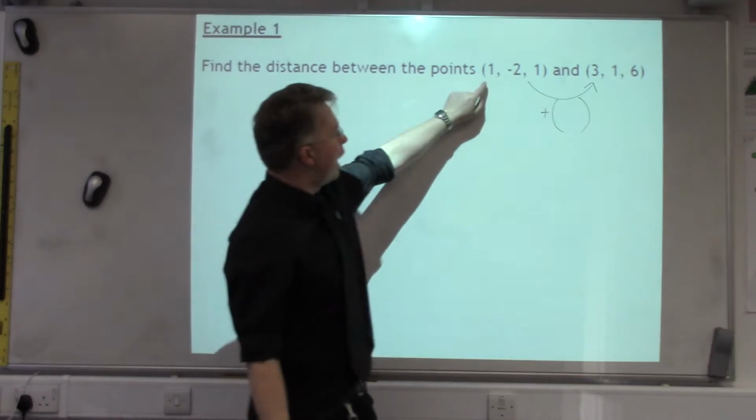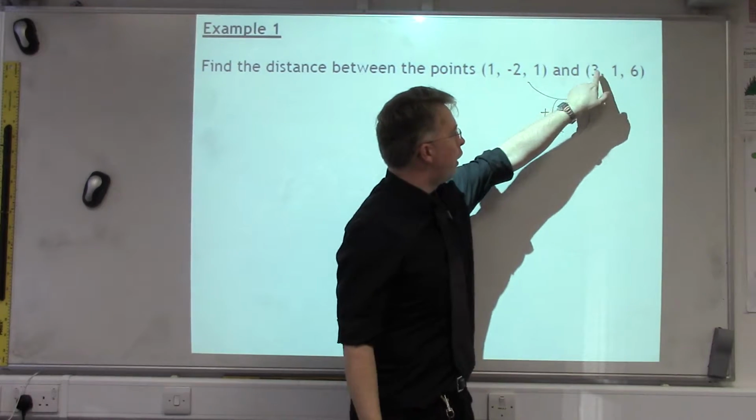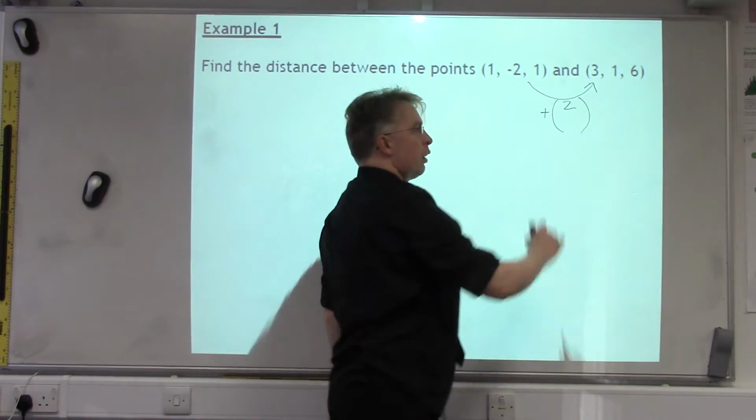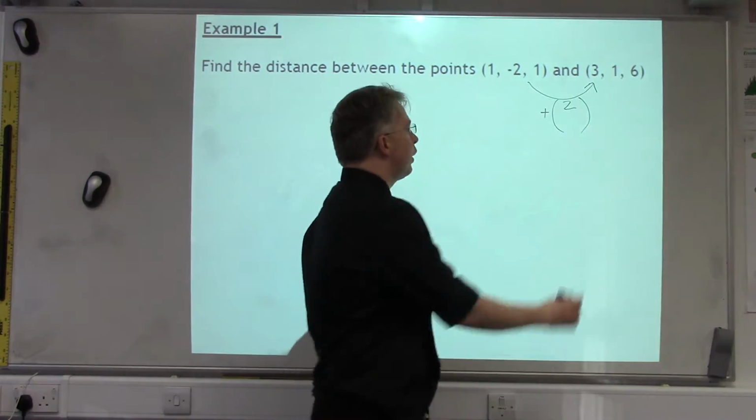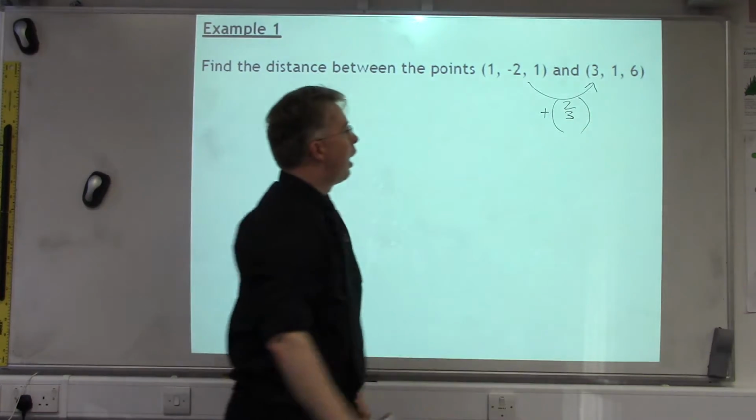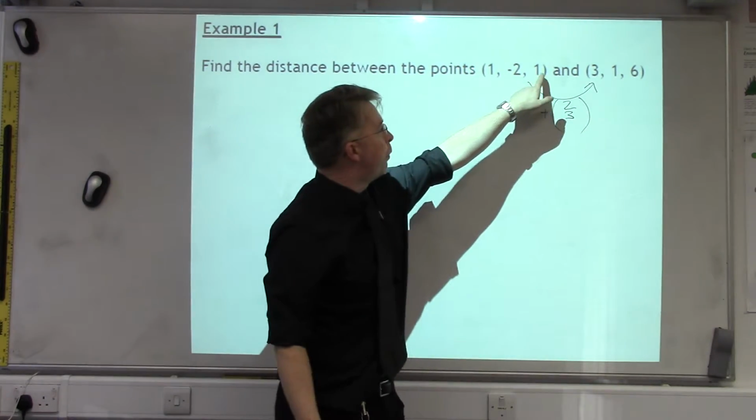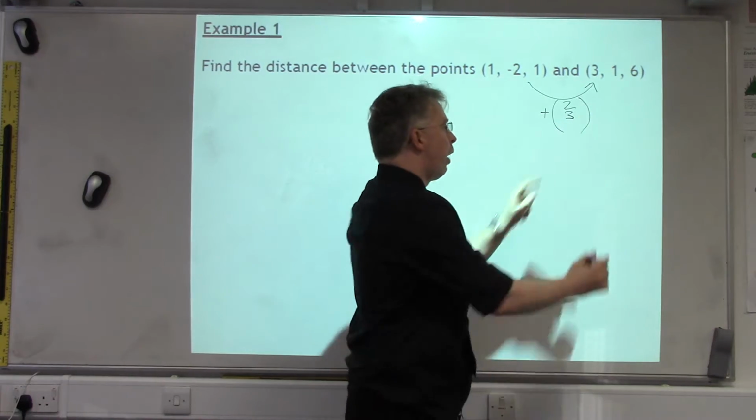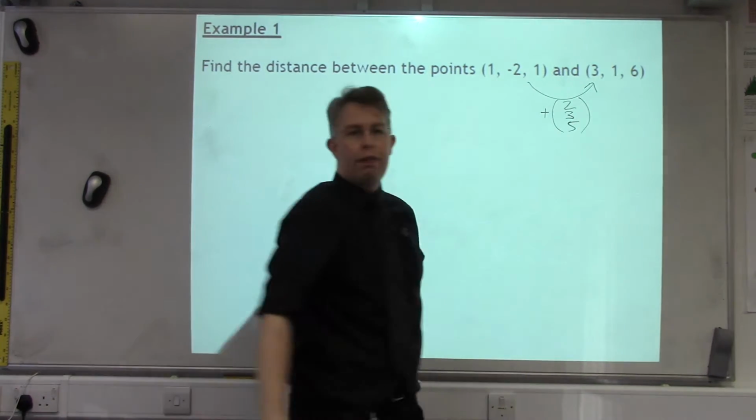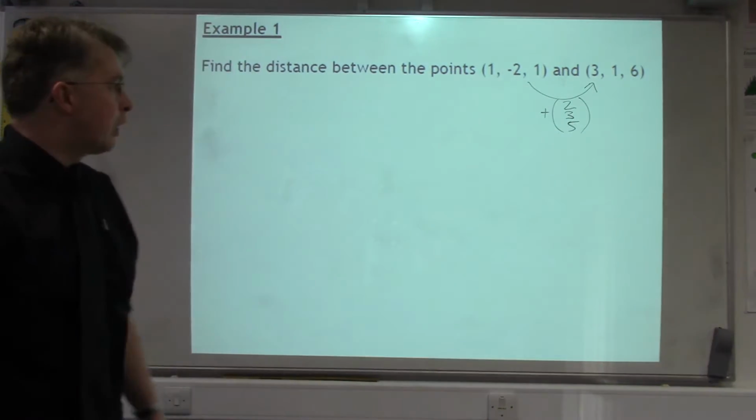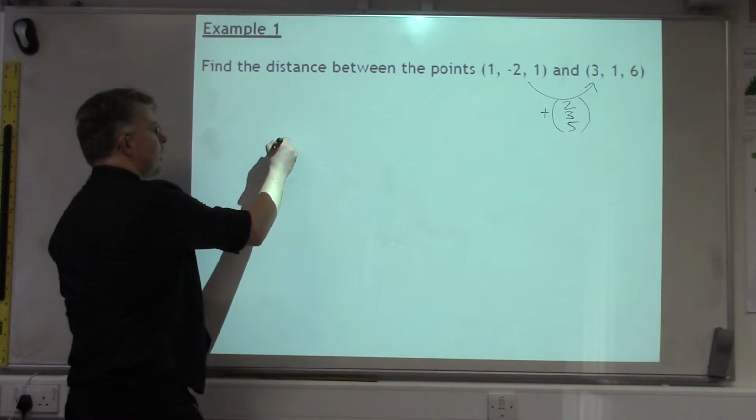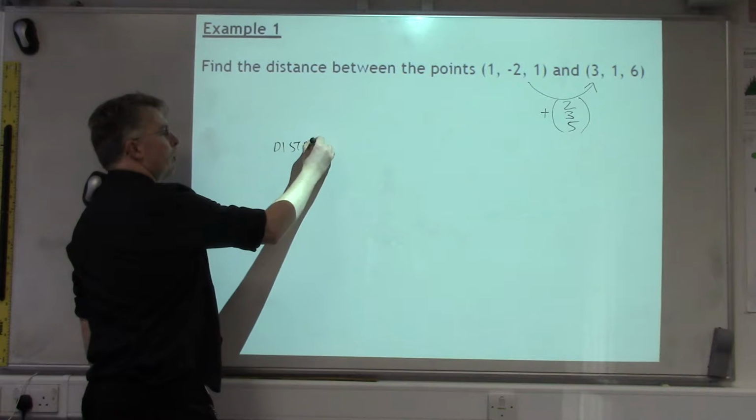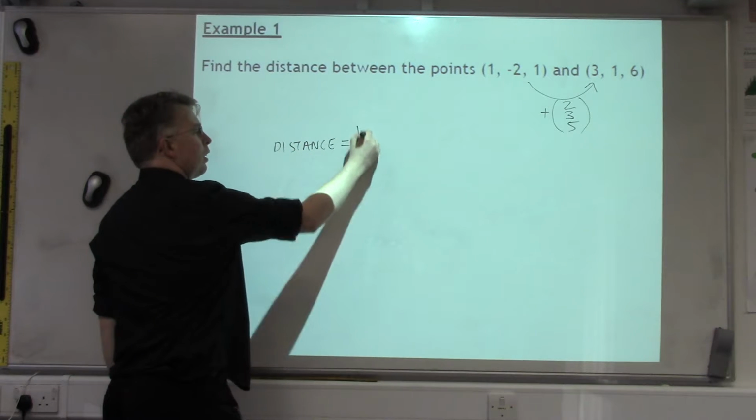So in the x-coordinate we go from 1 to 3, so we're adding 2. In the y-coordinate we're going from minus 2 to 1, so we're adding 3. And in the z-coordinate we're going from 1 to 6, so we're adding 5. So the vector we add is 2, 3, 5. We then say the distance is equal to the magnitude of that vector.